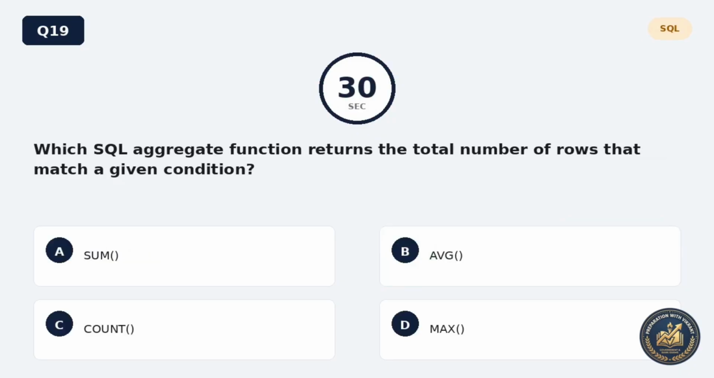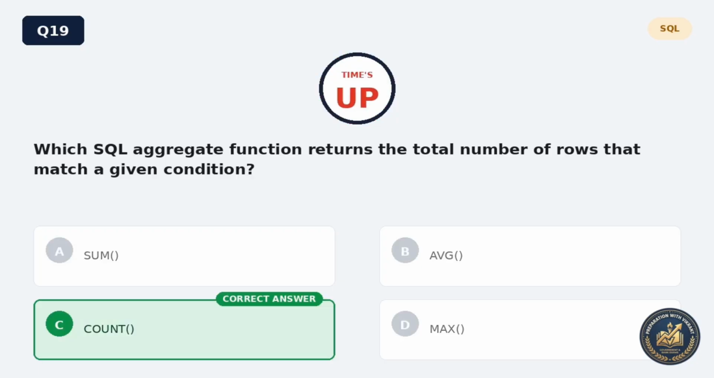Moving to next question. Which SQL aggregate function returns the total number of rows that match a given condition? Option A sum, option B average, option C count, option D max. So the correct answer is option C, count.